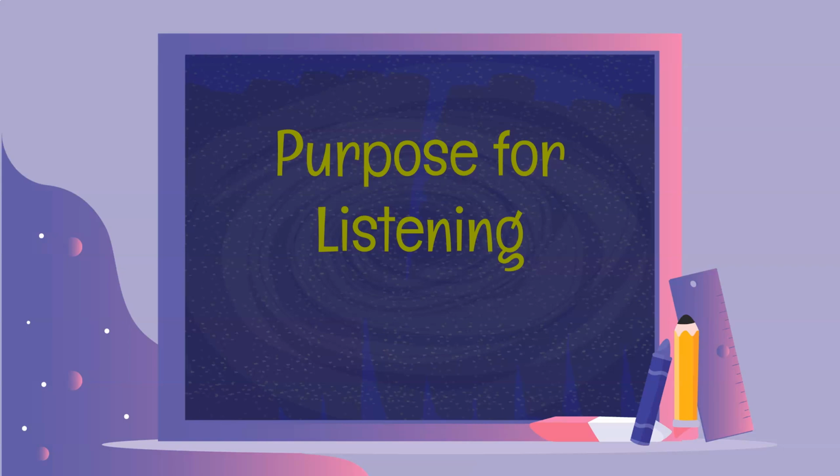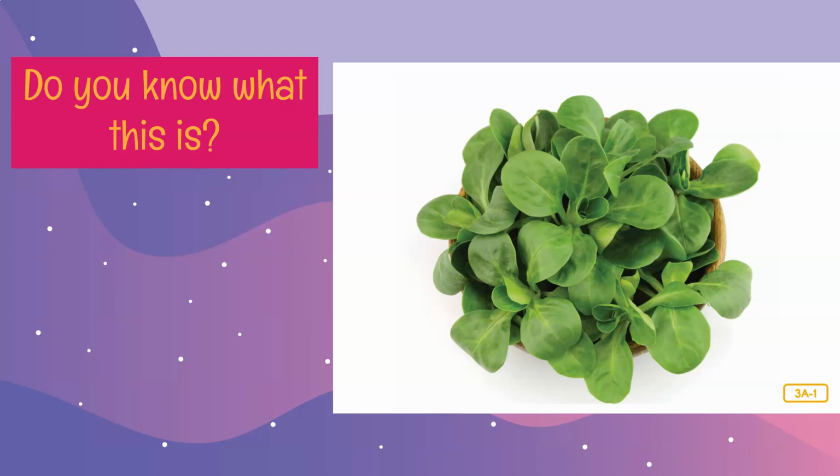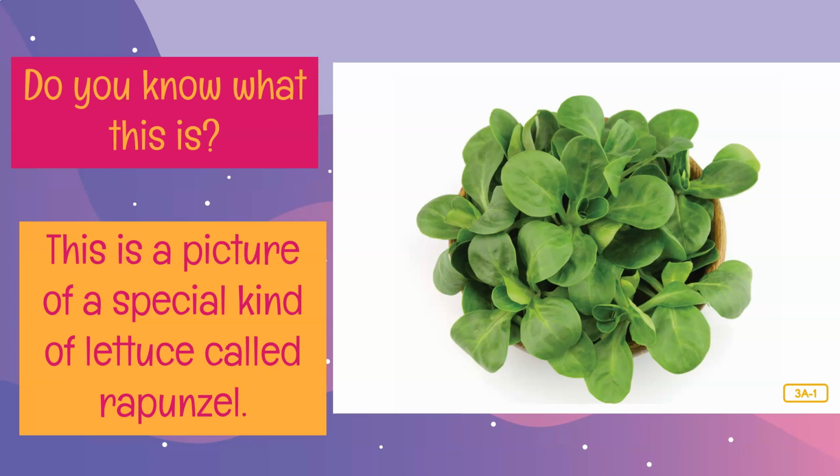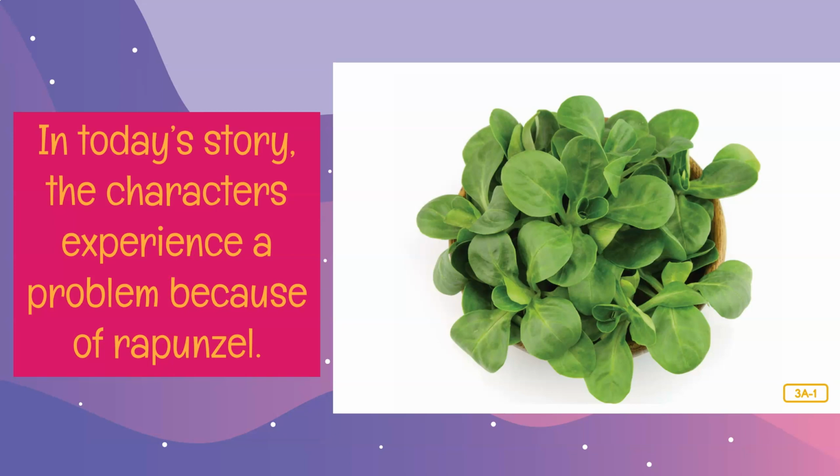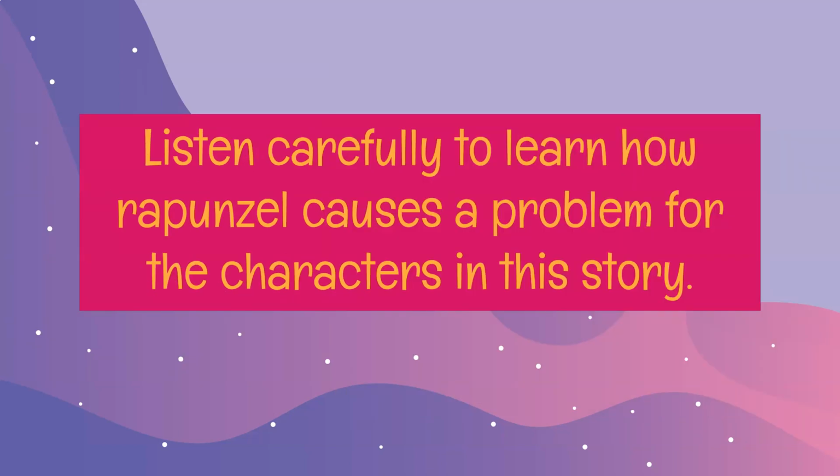Let's look at our purpose for listening today. What is this a picture of? It does sort of look like a salad. However, this is a picture of a special kind of lettuce called Rapunzel. In today's story, the characters experience a problem because of Rapunzel. So let's listen carefully to learn how Rapunzel causes a problem for the characters in this story.